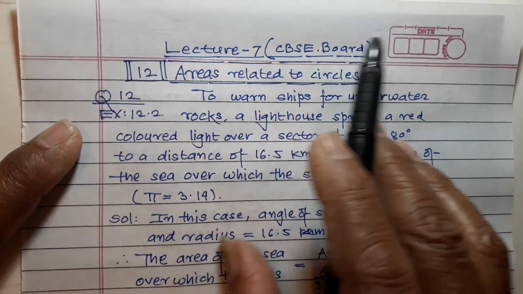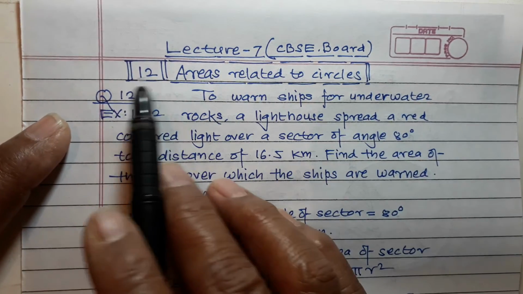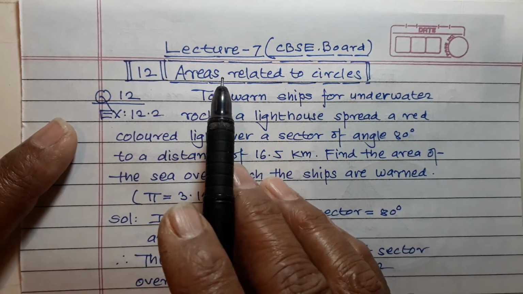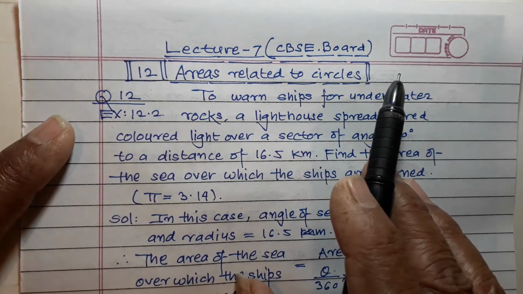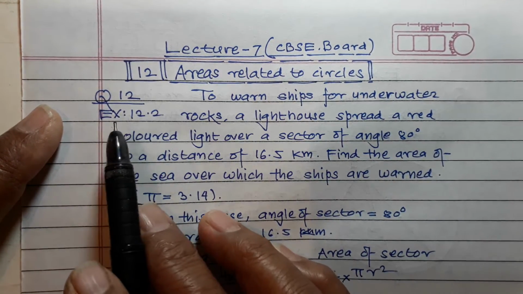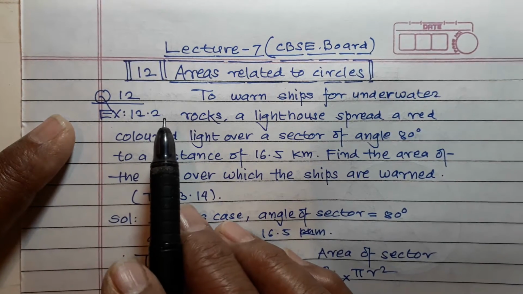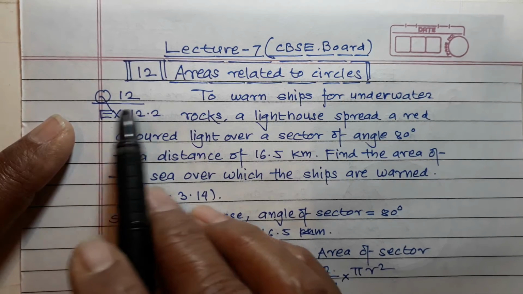Hello, my dear students. Lecture number 7 for CBSE Board. Chapter number 12, Areas related to circles. In this lecture, I am going to explain some remaining examples from exercise 12.2, question number 12.